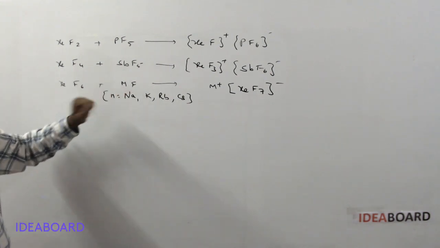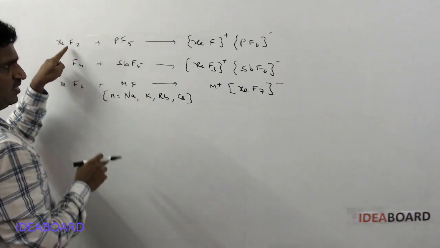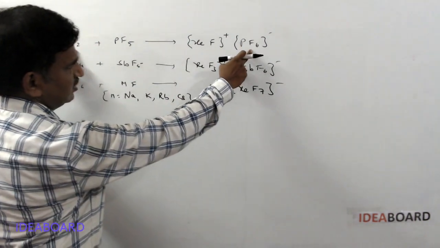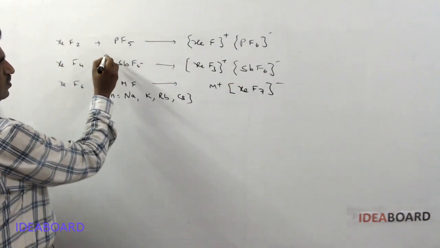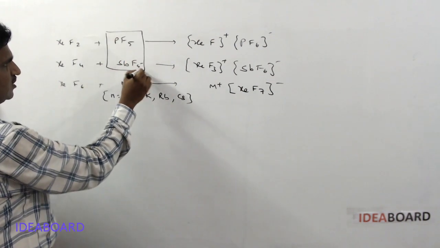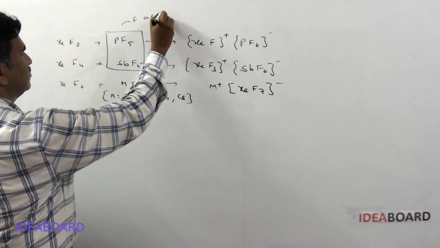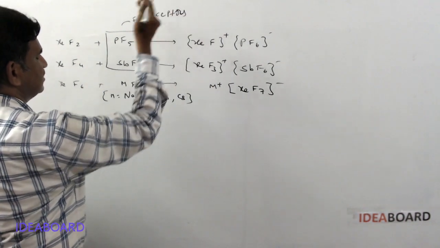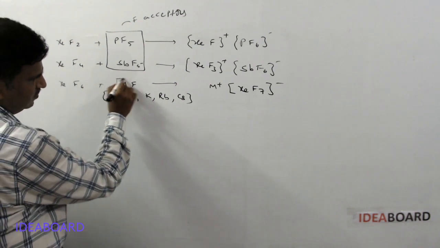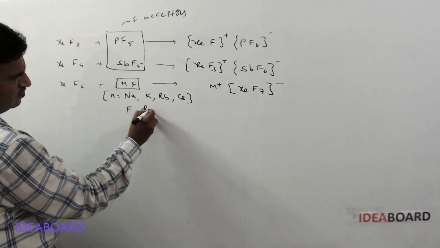Here these xenon fluorides are called fluoride ion donors, and this is a fluoride ion acceptor because it is accepting a fluorine. Please see the reaction: PF5 converts to PF6-, meaning it is taking fluoride. So PF5 and SbF5 are called fluoride ion acceptors. And the metal fluoride MF is called a fluoride donor.